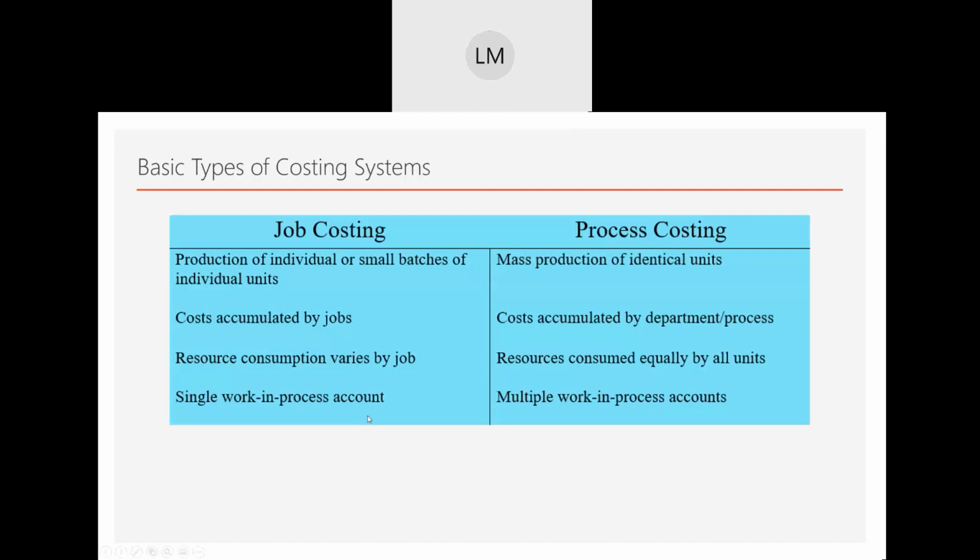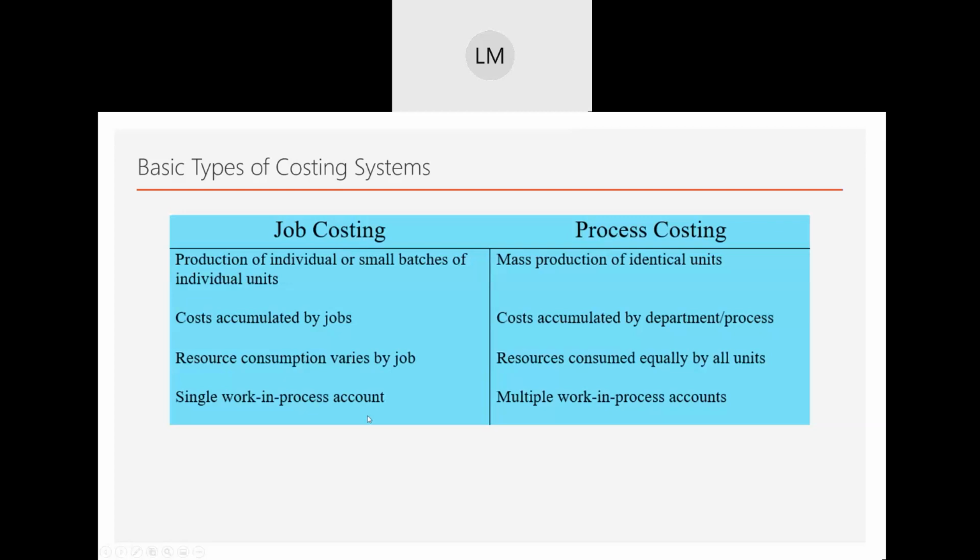Now, when we look at job costing, that is one of two basic types of costing systems. Job costing is the production of individual or small batches of individual units, where the opposite costing system would be process costing, and that deals with the mass production of identical units. When we think of process costing, we can think of making bottles of ketchup, maybe bottles of iced tea, things like that. Whereas in job costing, we're producing individual or small batches of individual units.